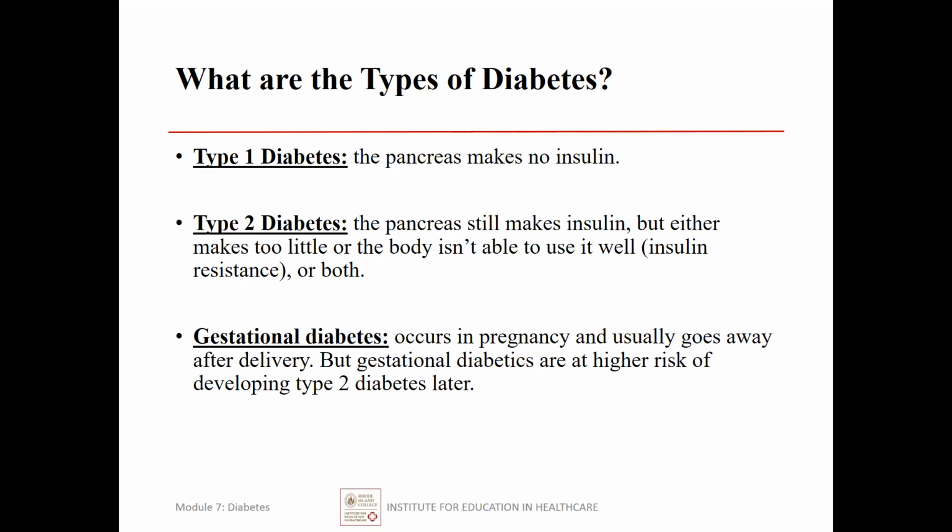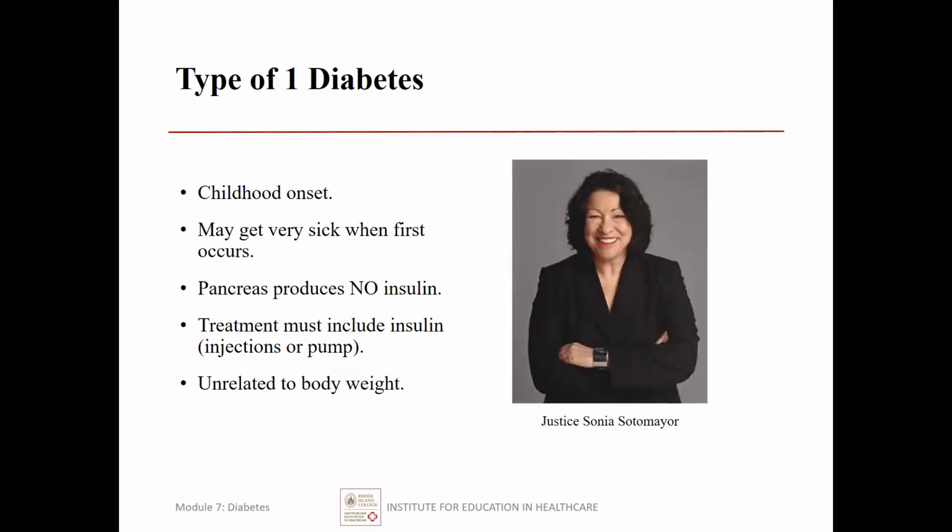And finally, there's gestational diabetes, which occurs in pregnancy and usually goes away after the baby's delivered. But gestational diabetics are at higher risk of developing type 2 diabetes later on. A little bit more detail about each type of diabetes.